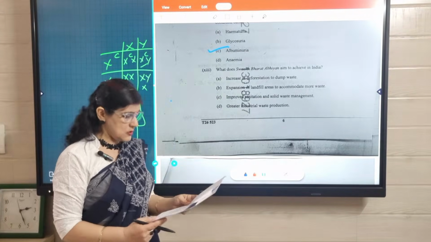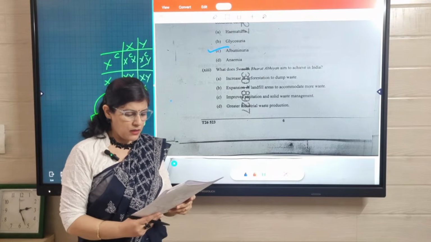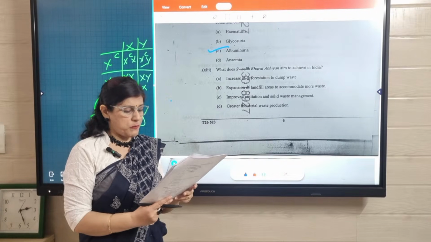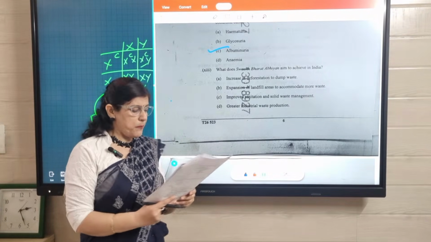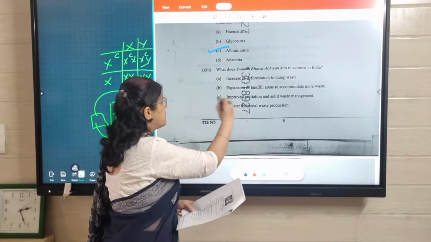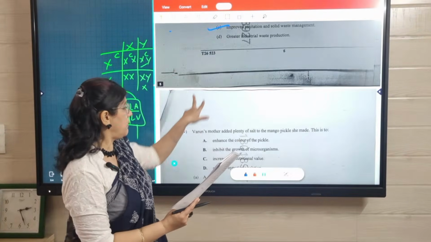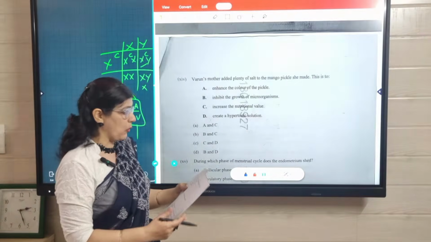In 13th, what does Swadesh Bharat Abhiyan aim to achieve in India? Increase in deforestation, wrong. Expansion of landfill area, wrong. Improved sanitation and solid waste management, option number C, which is correct. Greater industrial waste production, हम क्यों चाहेंगे कि हमारे देश में waste production हो?